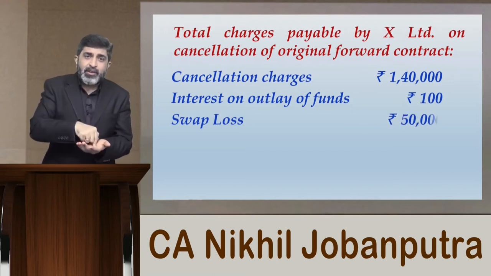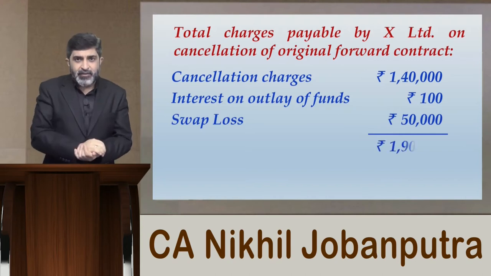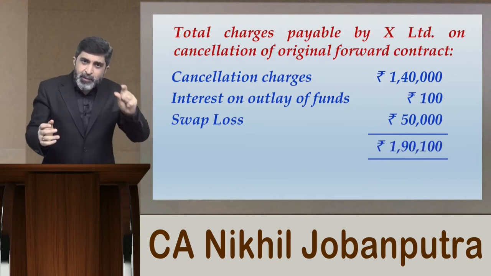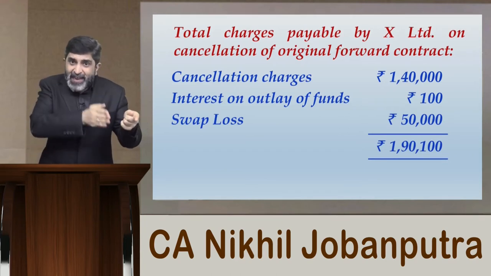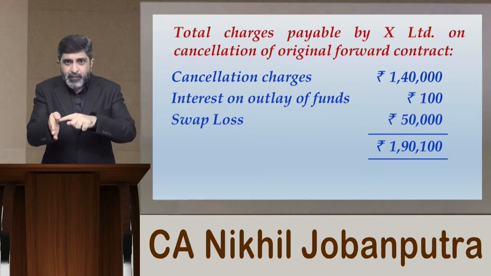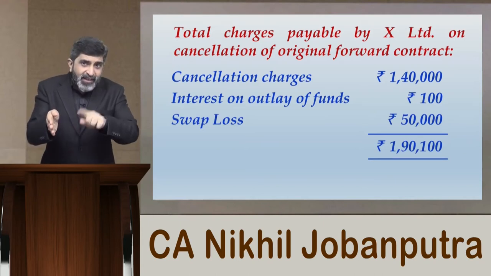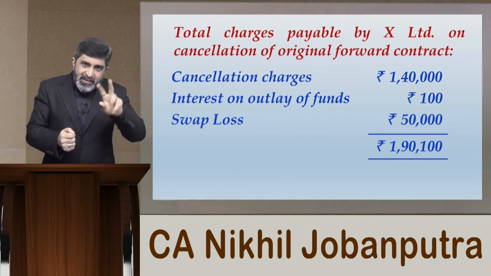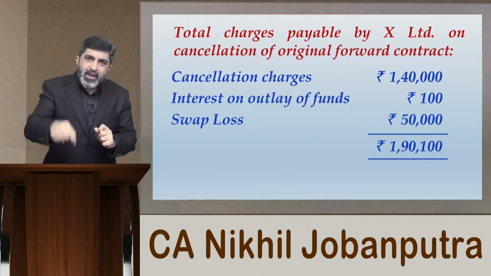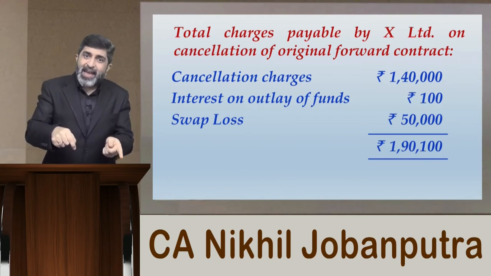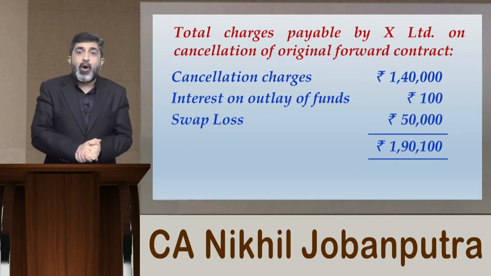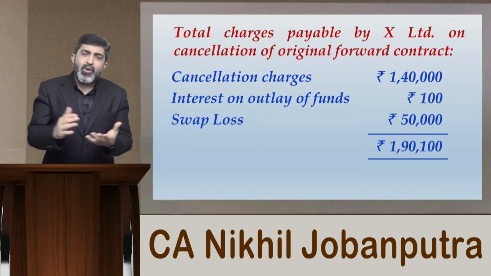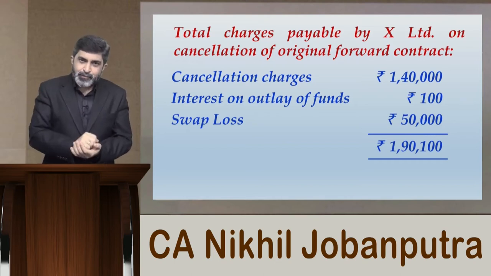That 50,000 you have to pay as swap difference. How 50,000? Difference between 78 and 78.5. Because at 78, what happened? Sell spot and buying the nearest period 1 month forward was the forward ask rate of 78.5. That difference, the importer, X Limited, will have to pay as swap loss. Because bank has suffered a loss, it will recover from X Limited, who is the customer for the bank.